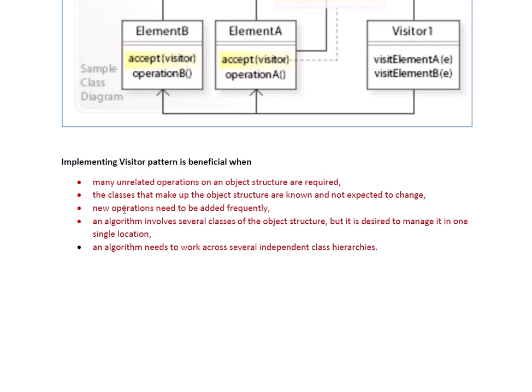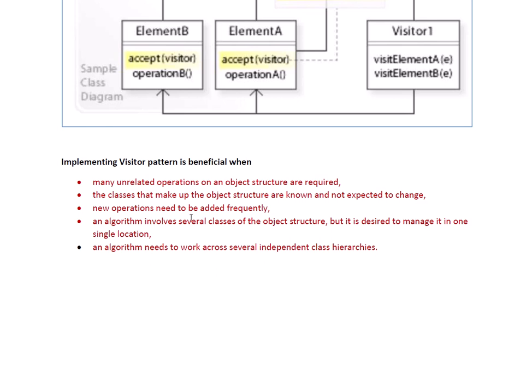The classes that make up the object structure are known and not expected to change. If you are sure that your company will have n number of employees, this is a fact which is not going to change for any organization. Your organization will always contain employees only. So the classes that make up the object structure are known and not expected to change. An IT company will never contain a government employee or this kind of unrelated stuff. It's expected that the company will contain n number of employees.